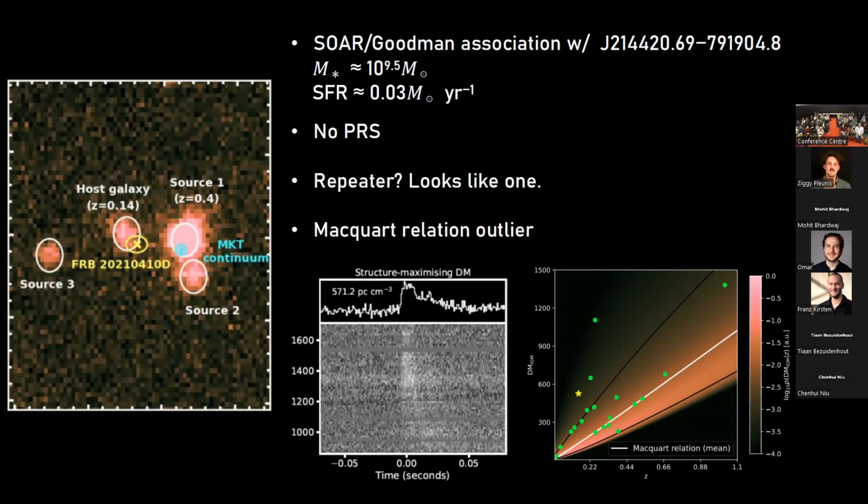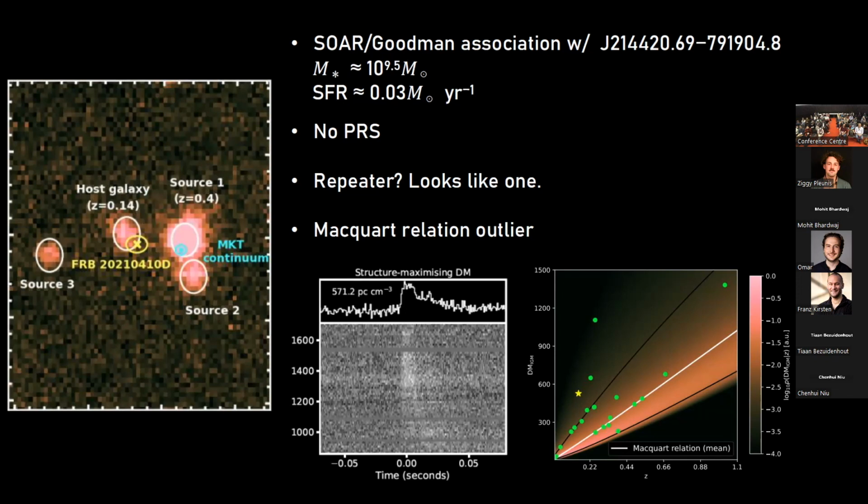Also interesting is that this FRB is a Macquart relation outlier. On the right-hand plot, it's shown by the yellow star. So this is an FRB that we definitely encourage some follow-up on as well.